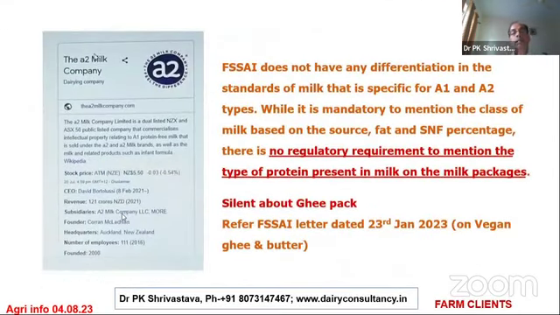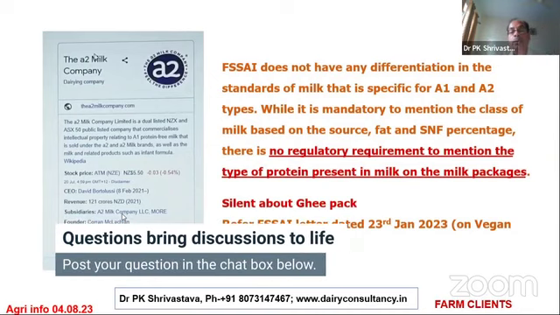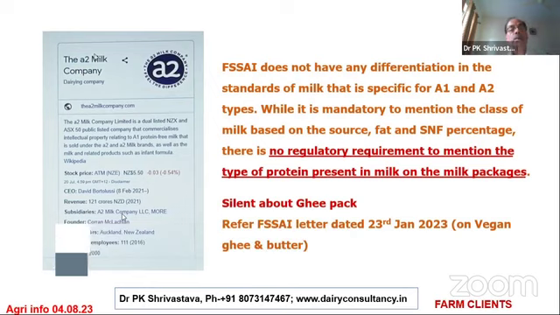Myths are dangerous. First, let us see what the FSSAI says. No regulatory requirement to maintain the type of protein present in milk or milk packages has been given by our FSSAI. This is FSSAI data. A2, I have put because this company, if anybody wants to read about the A2 company, they can take the picture and see where the company is, what is their company's net worth, who their CEO is, and all those things.